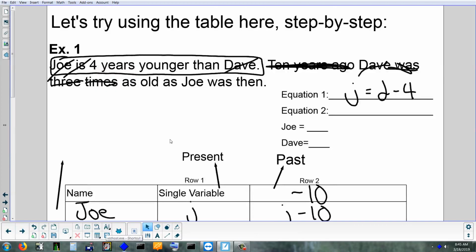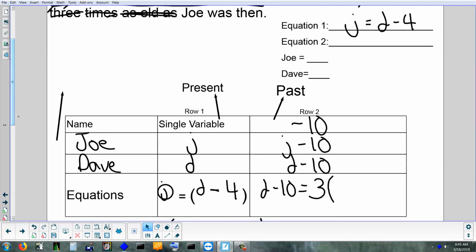As old as, I'm not worried about that. After it says as old as, it says what? Joe. Am I talking about Joe as J minus 10? Yes, I'm talking about the past, right? I'm dealing with the stuff in this row. Equation 1 is done. I'm not going to need it right now. So it's D minus J minus 10, right? And my parentheses.